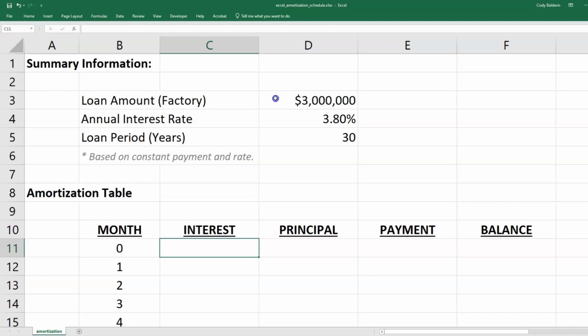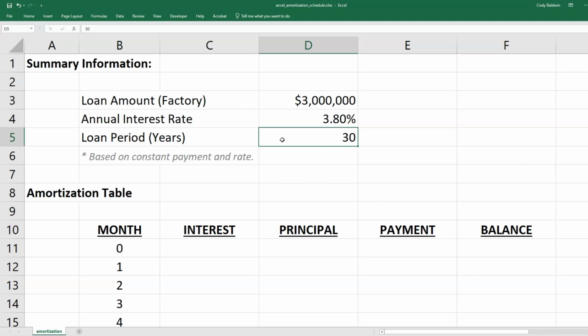So imagine this scenario. We take a loan out for a factory of $3 million, and the annual interest rate on that loan is 3.8%. We're going to pay the loan back over 30 years. We're going to make monthly payments though. So to get the total number of payments, we're going to take 30 and multiply it by 12. So 360 is the total number of payments.